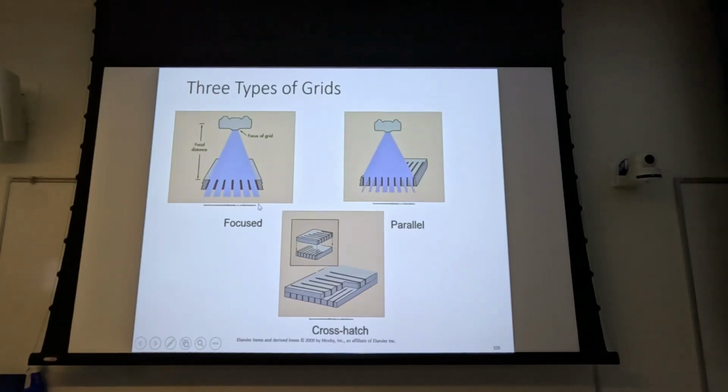So when we're talking about focus, again, we're talking about a focus grid, and that's the distances that you can use a grid before you get significant grid cutoff in the periphery. Okay? So focus grid, acceptable SIDs. Parallel grid, that focus is infinite. But we're always going to have some grid cutoff in the periphery.